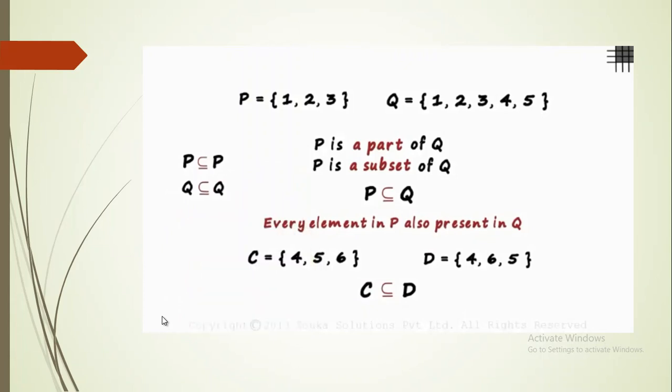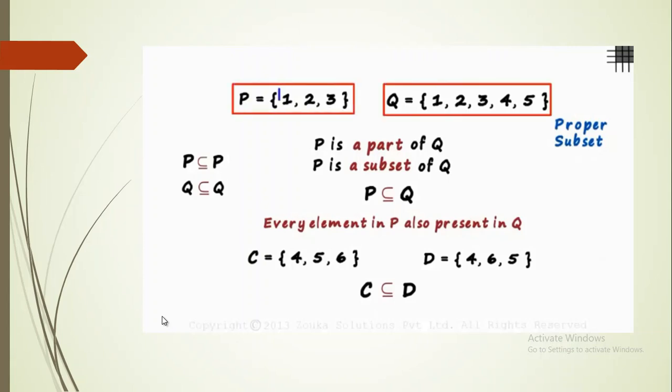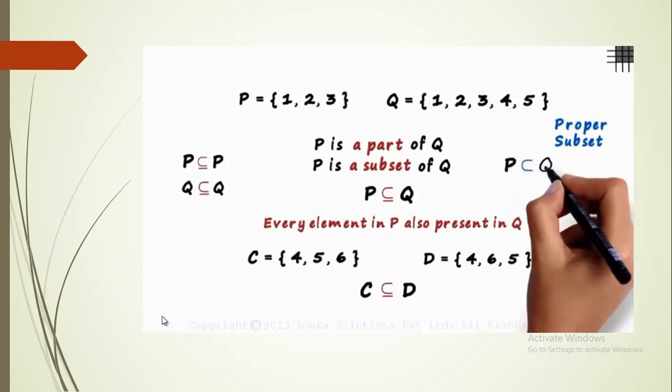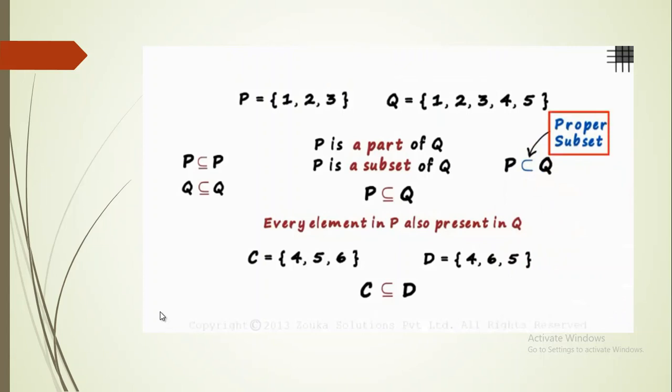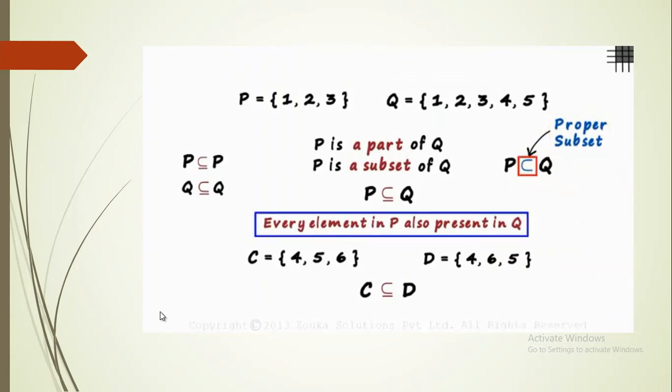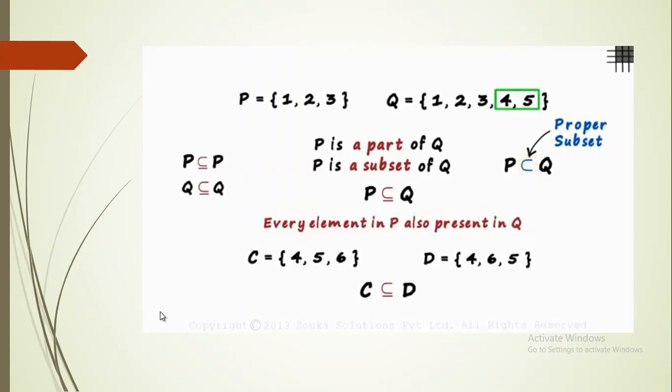For some reason, this does not seem entirely correct, and that gave rise to a new concept of proper subset. Look at sets P and Q. Set P is a part of set Q, but there is at least one element in set Q which is not present in set P. We say that set P is a proper subset of set Q. This sign indicates proper subset, and this tells us that all elements of P are present in set Q, but there is at least one element in Q which is not present in P. We can see that 4 and 5 are not present in P. So that's the concept of a proper subset.